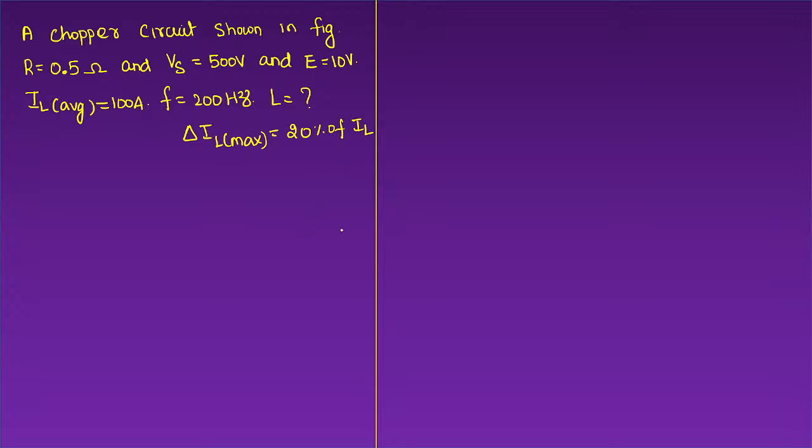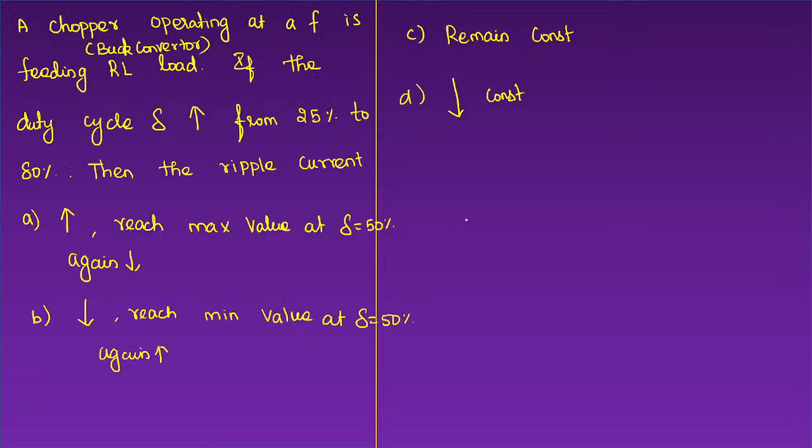Okay, let me try to solve that question. Listen, it is clearly given that it is a buck converter, a chopper operating at a frequency and feeding an RL load. If the duty cycle delta is increased from 25 percentage to 80 percentage, then what will happen? This is the given question, right? And how will you solve this? Basically, if I increase the value of delta, then what will happen to the ripple current?